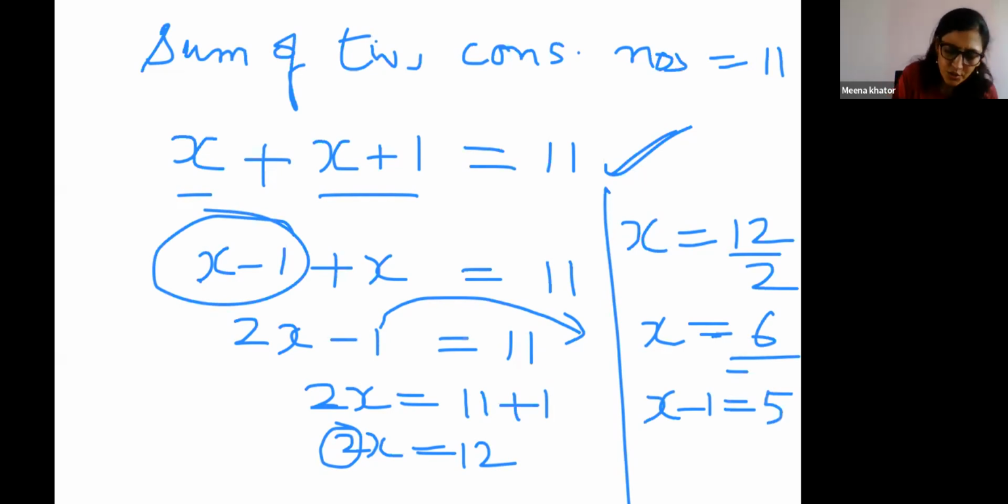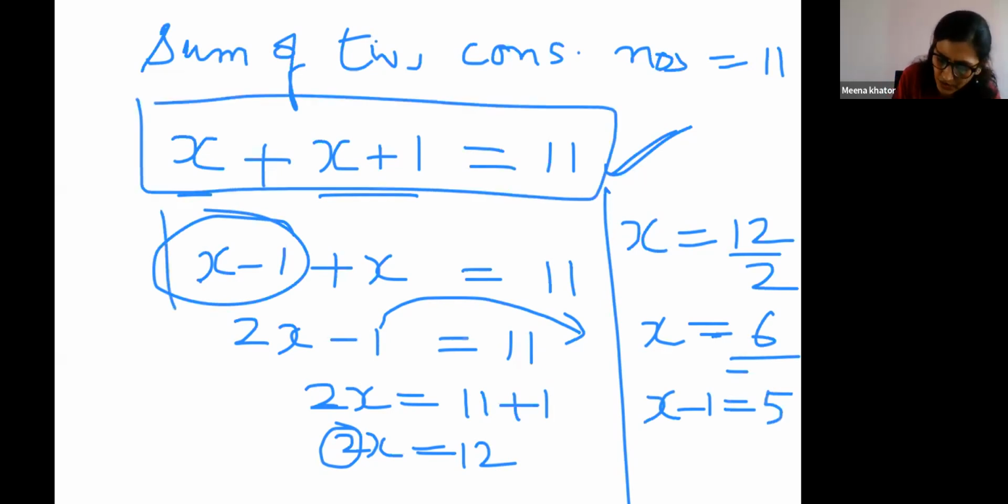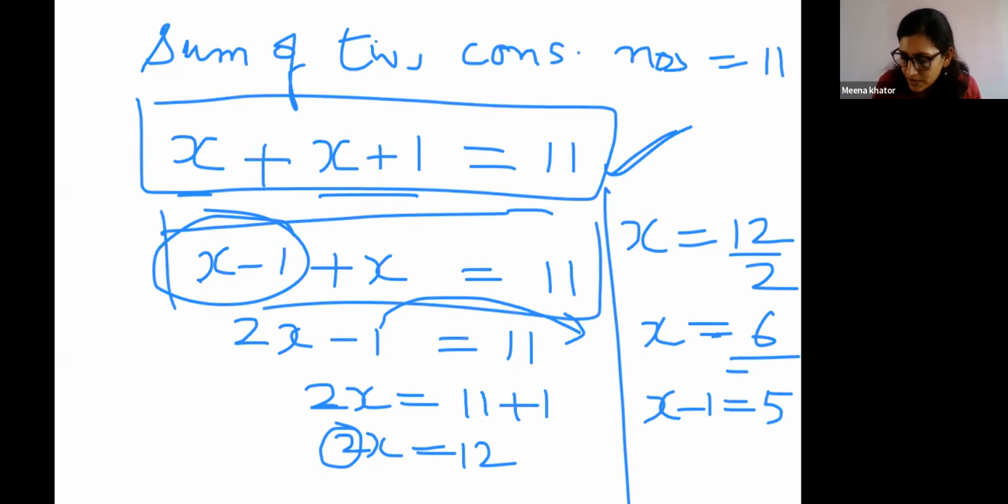So whichever equation you use, this equation or this equation, the answer is not going to change. The numbers are 5 and 6. Clear to everyone? Any doubt here, children?